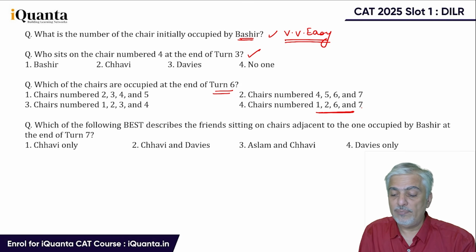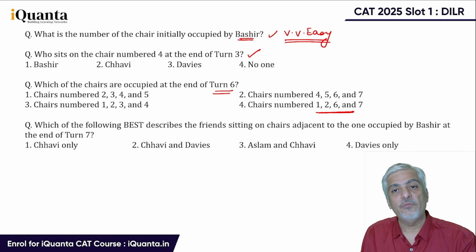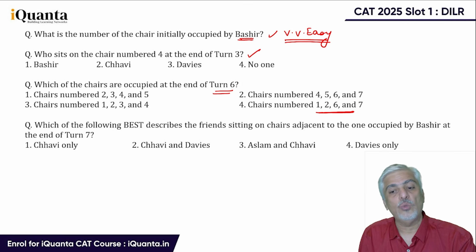Which of the following best describes a friend sitting on chairs adjacent to one occupied by Bashir at the end of turn 7? So, the last question is at turn 7. My first two questions are going to be initial part 1 and 3, and the second two questions are 6 and 7. Depending on how comfortable I am with the set, I could have done the first two questions also.